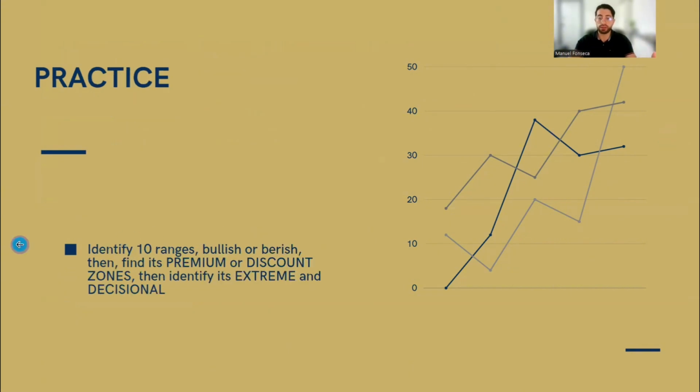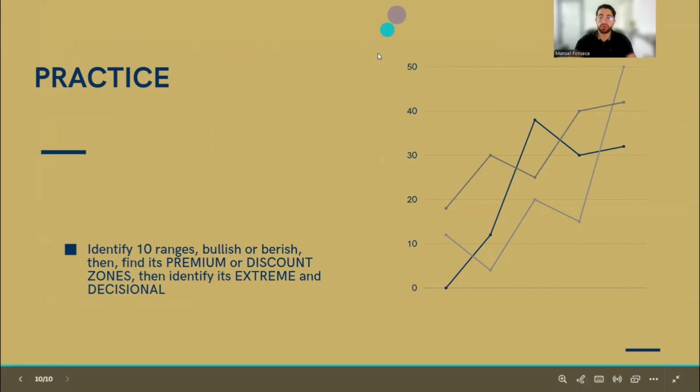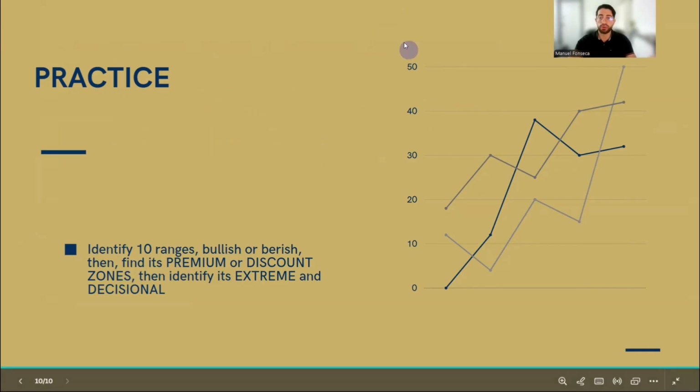Homework: identify 10 ranges, bullish or bearish. Then find the premium and discount zones, as always. Then identify the extreme and the decisional. This is what we're going to do right now, so let's go and let's learn.